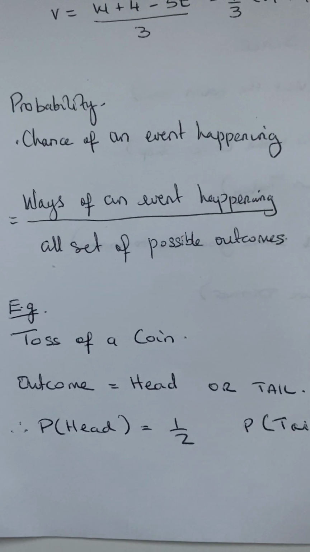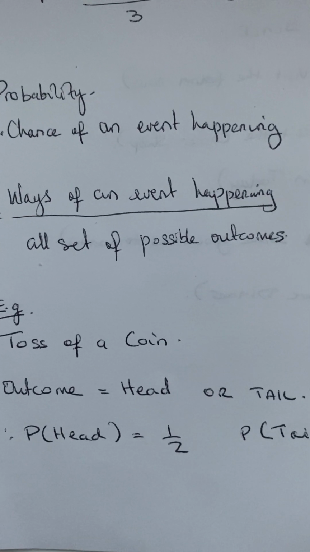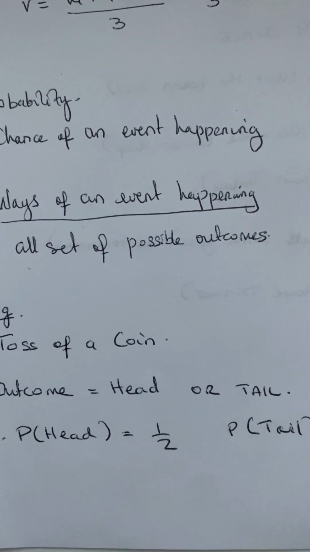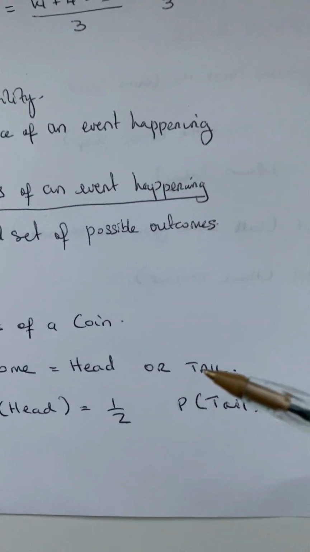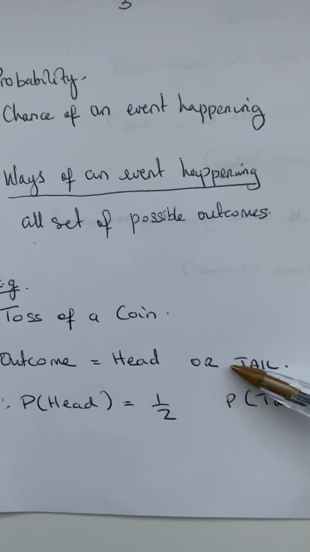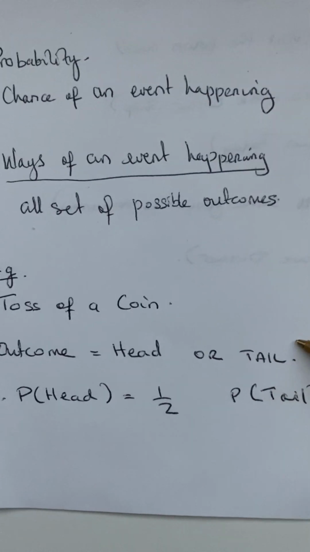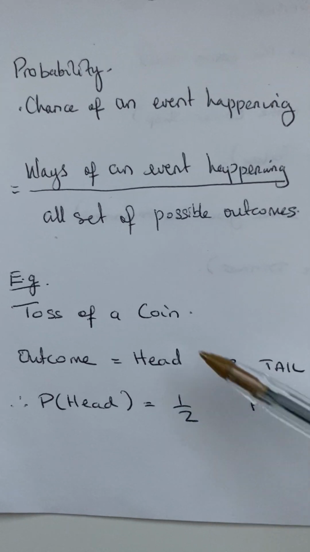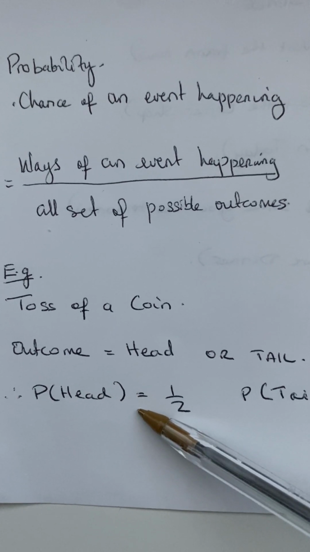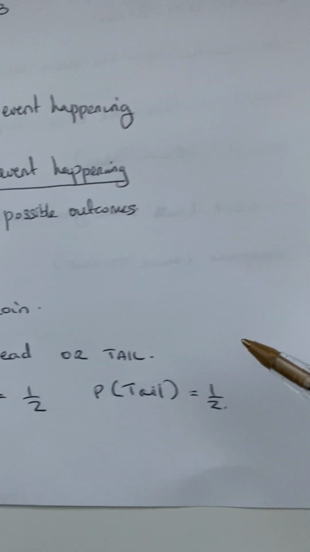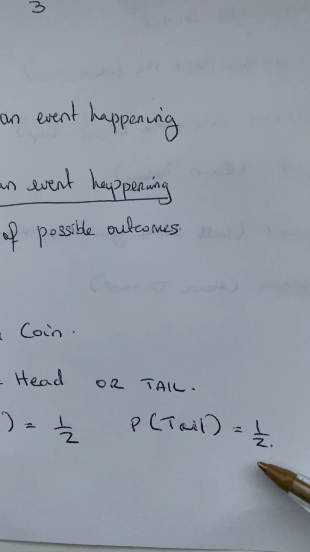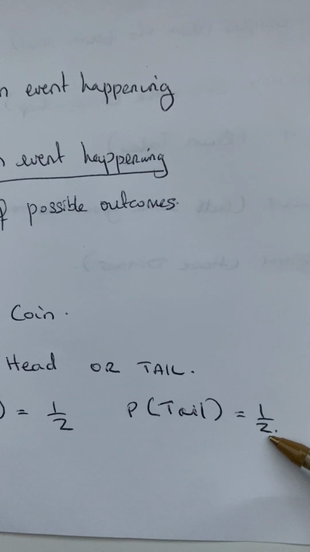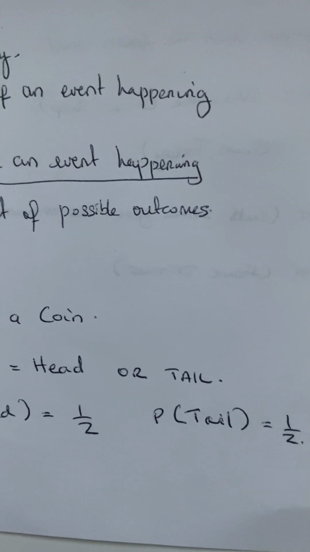For instance, if you toss a coin, you have a head or a tail. So the outcome will either be a head or a tail. The probability of getting a head is half. The probability of getting a tail is also half, because you only have two sides.